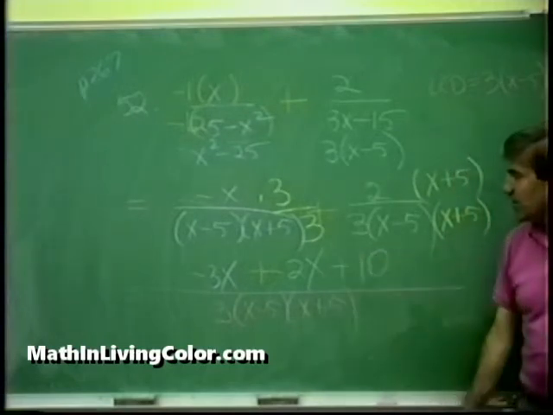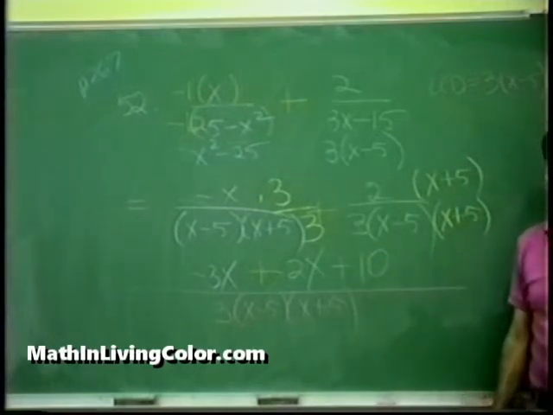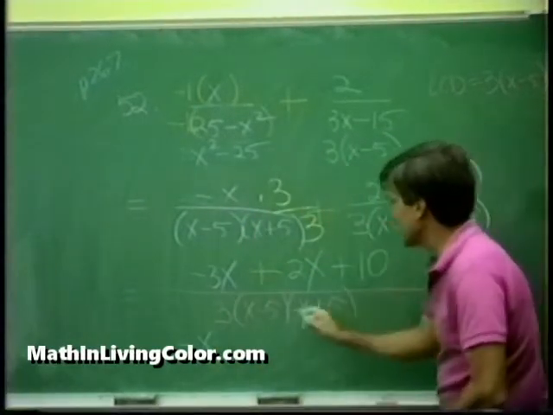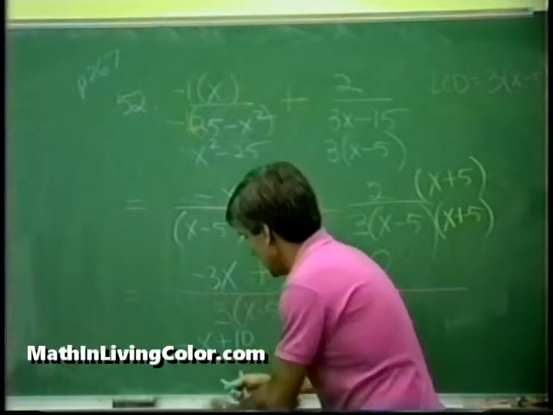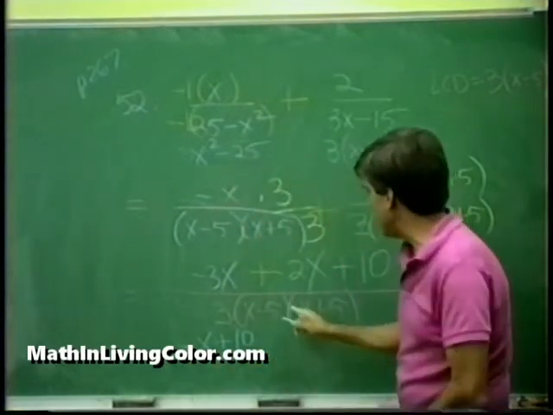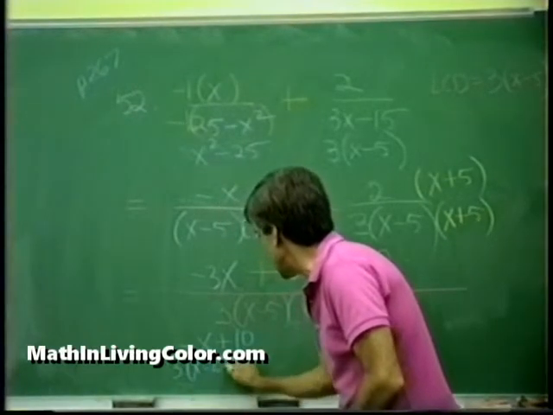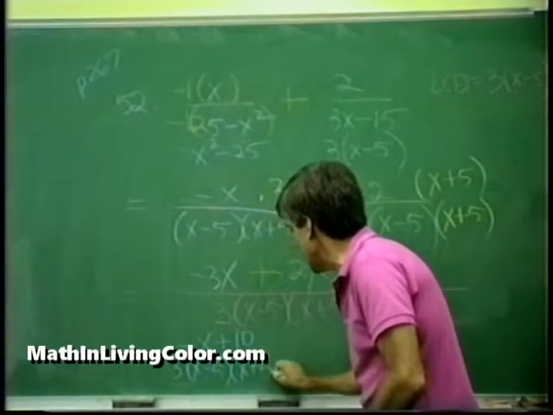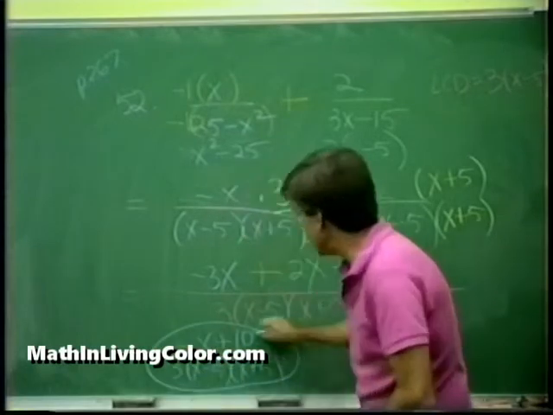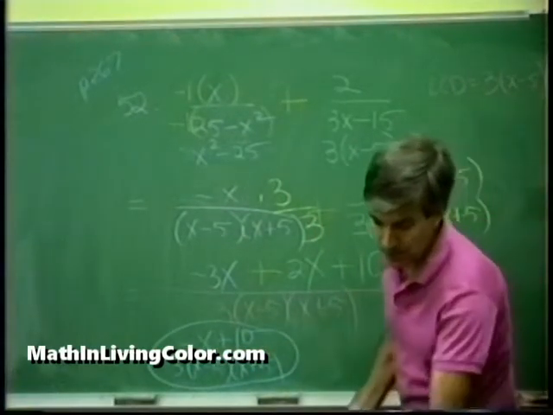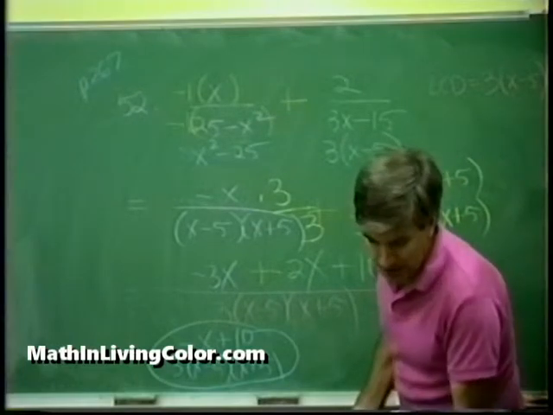And then ask yourself, can you simplify it? Negative x plus 10, and the denominator is going to be just what it is there, 3 times x minus 5 times x plus 5. And it doesn't reduce, doesn't simplify. That's all you can do for it. Okay, any questions on that? Okay, skip on down to number 66.